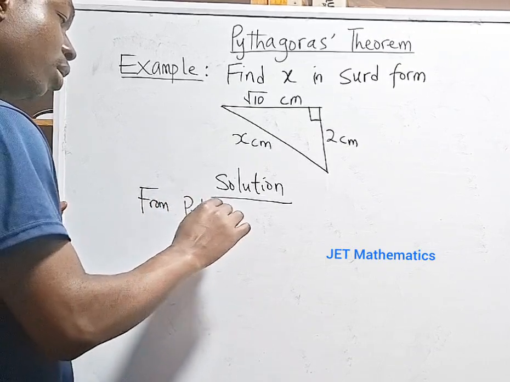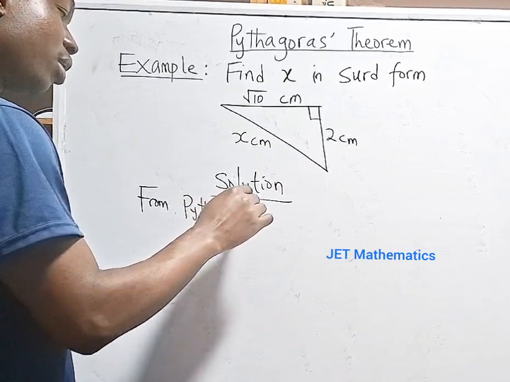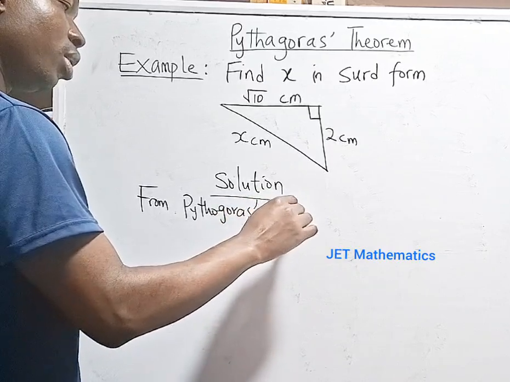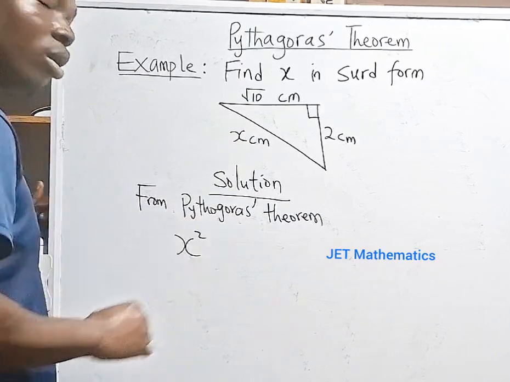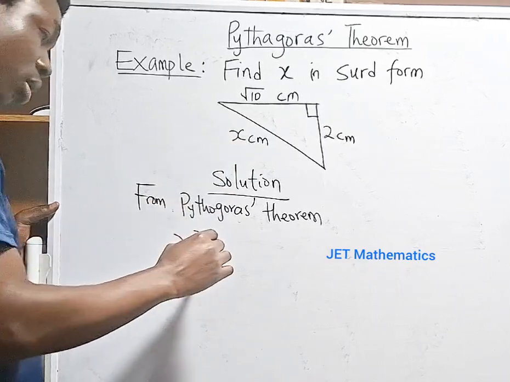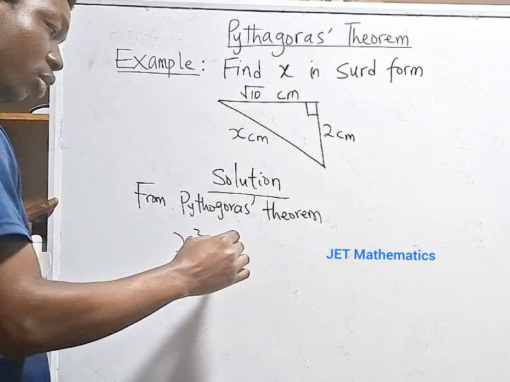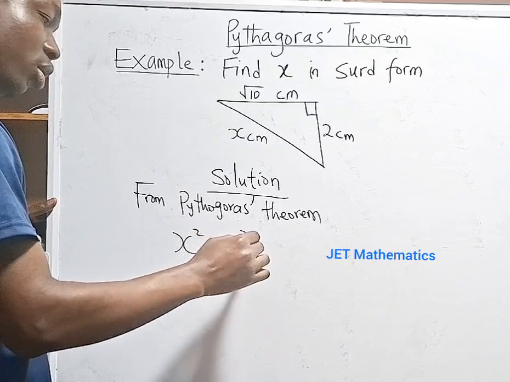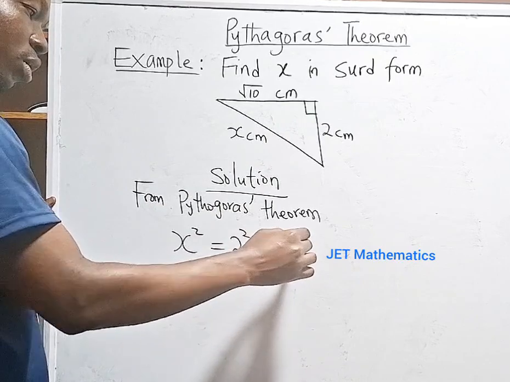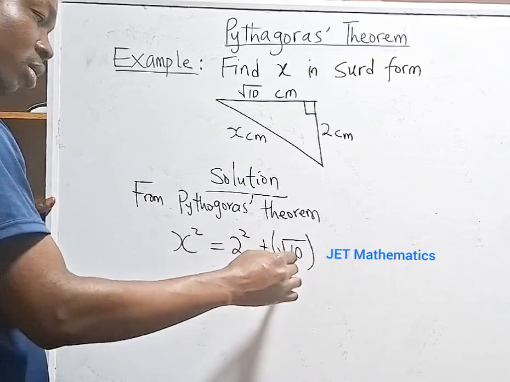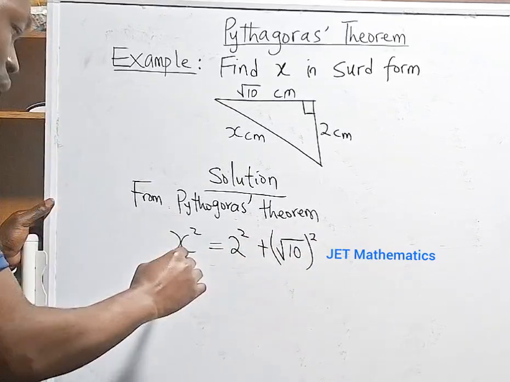So from Pythagoras theorem, we say that the square on the hypotenuse is equal to the sum of the squares on the legs. So we have 2 squared plus root 10 squared.